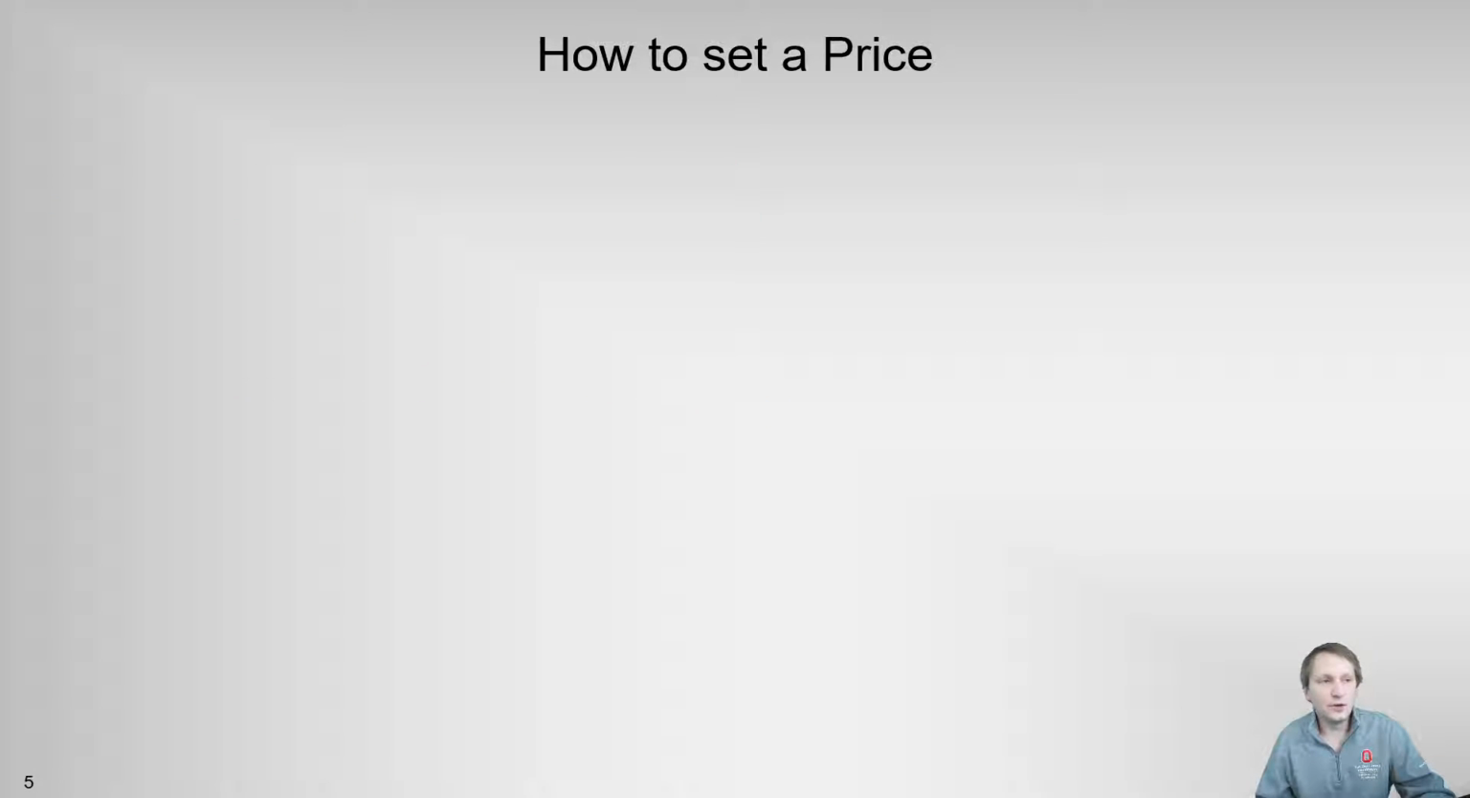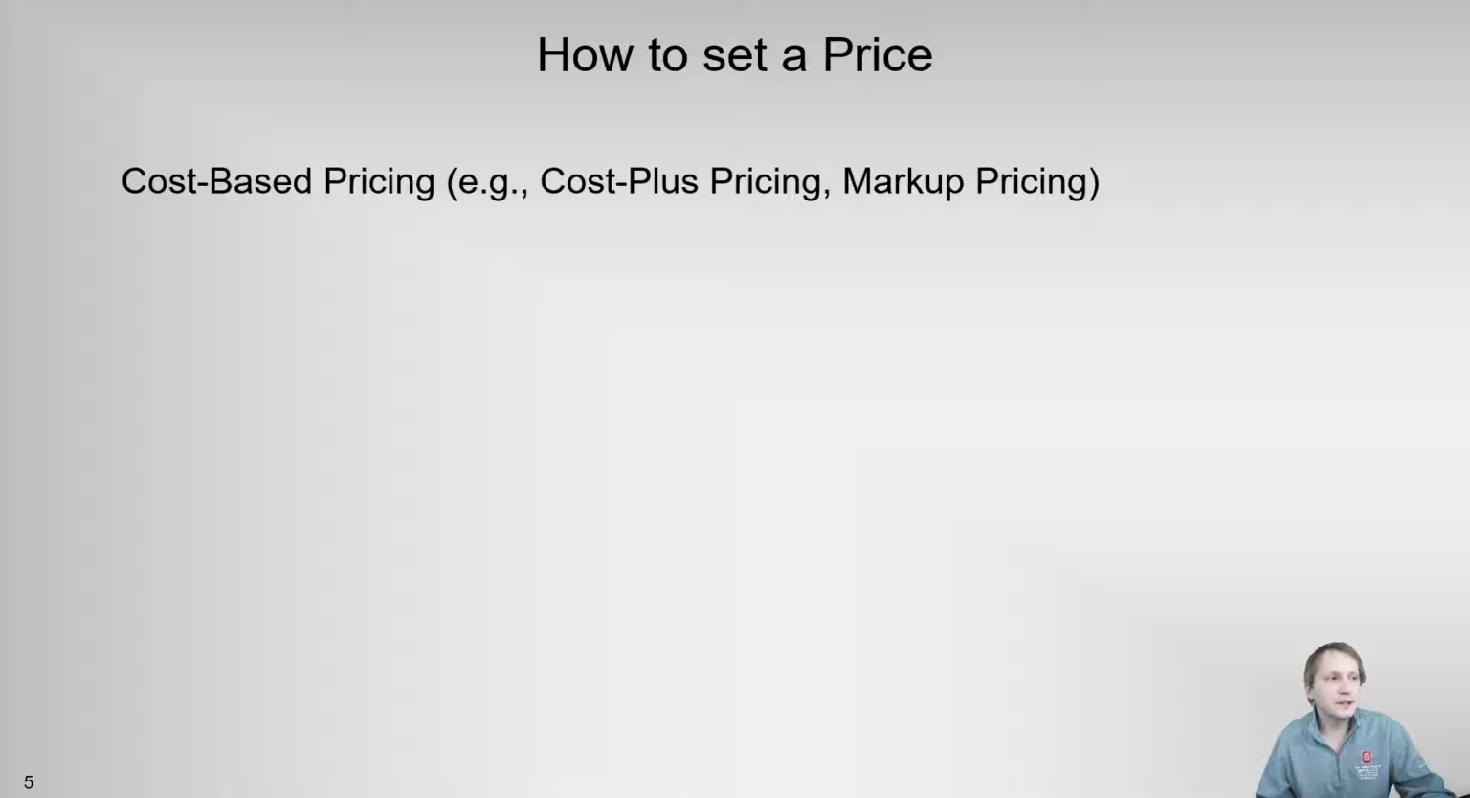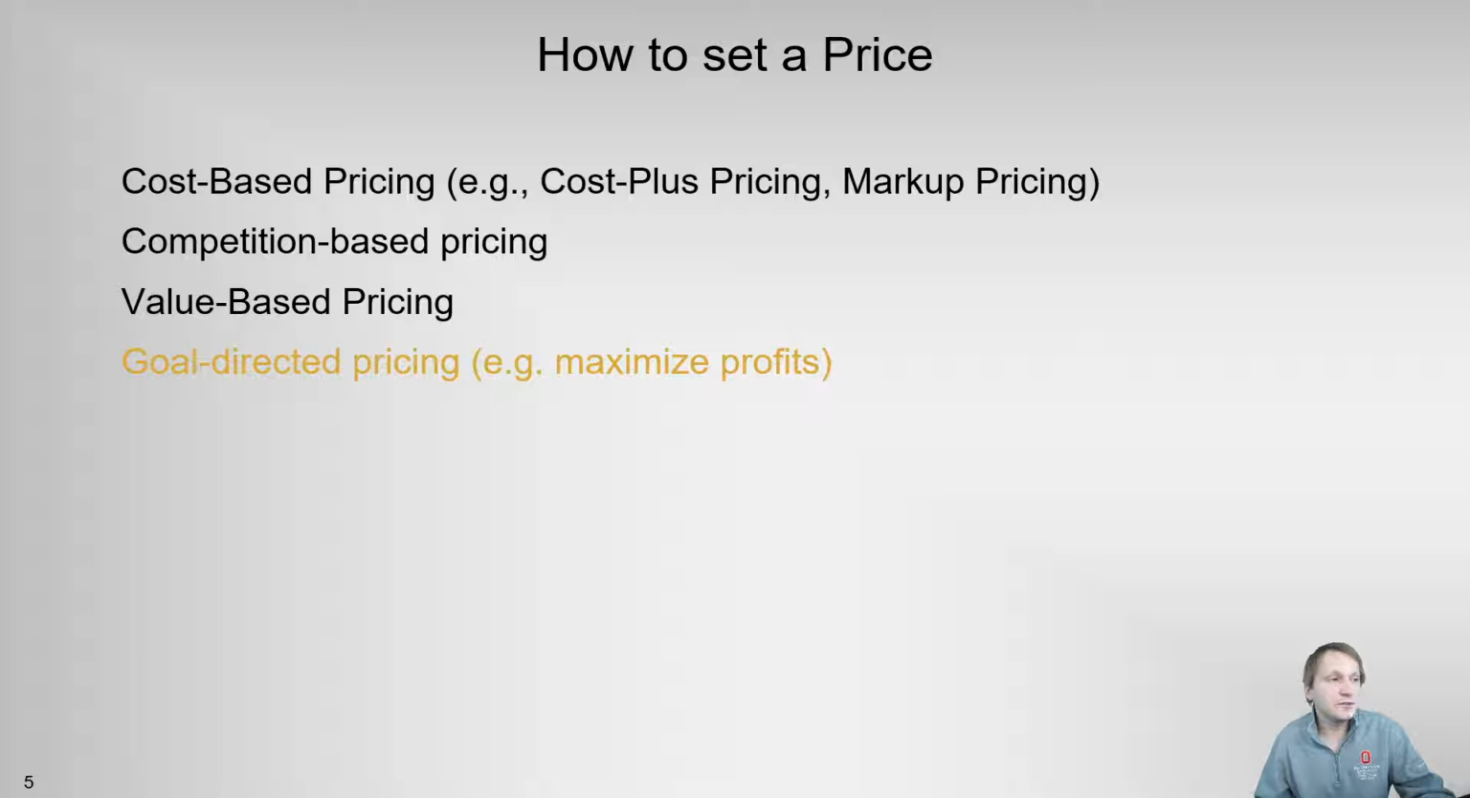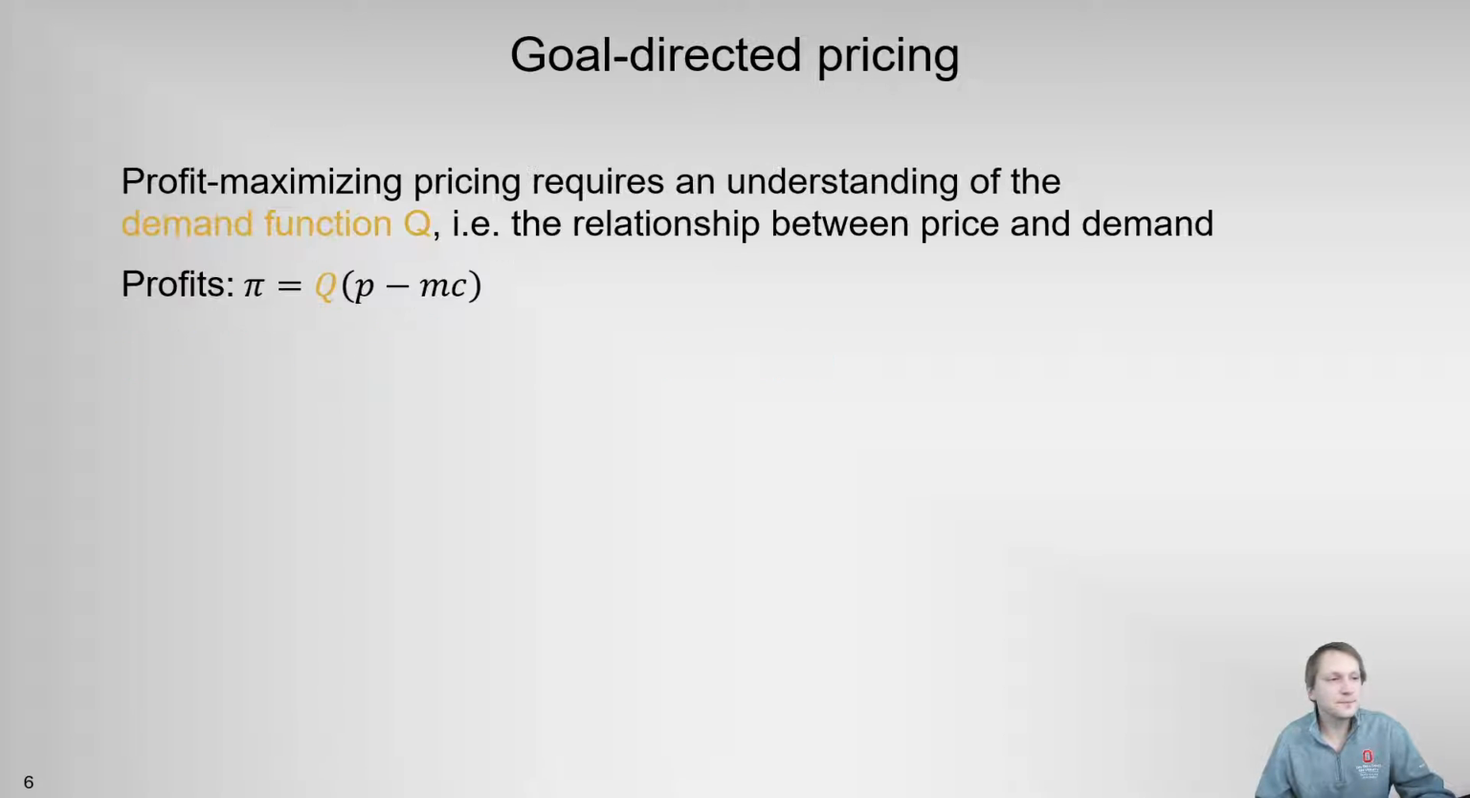So what do you need to know for this? Well, if you want to set a price, there are different methods of setting a price. It could be cost-based, so you put a markup on top of your cost. It could be based on the competition, which you're just following, value-based, or goal-directed. And typically, you should be doing goal-directed pricing, so you should try to maximize profits. So how do you do that?